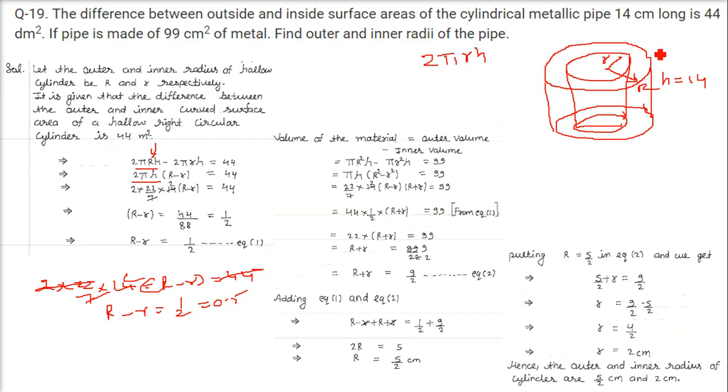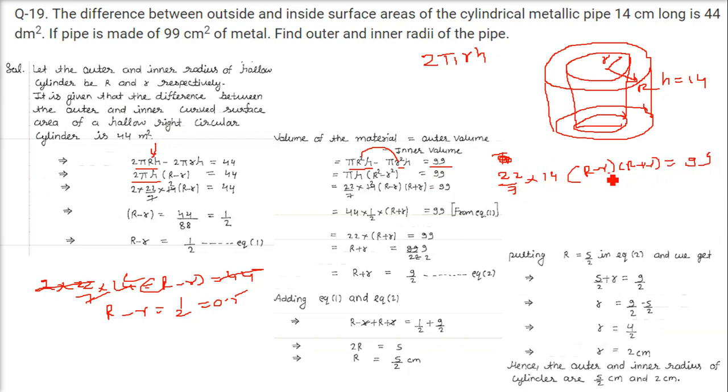Now coming to the second part, which is the pipe is made up of 99 centimeter square of metal. So this is now the difference of the volume. So volume of the outer one is pi R square h, capital R square h, and the small r is the inside one, pi r square h. This is given as 99. Again, same thing we are going to do. We'll take the pi and h common. Let me just write the values into h. And this is R square minus r square. So this will be R minus r and R plus r. And this is going to be 99.